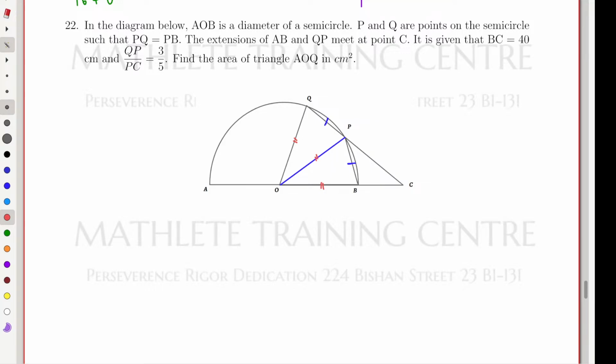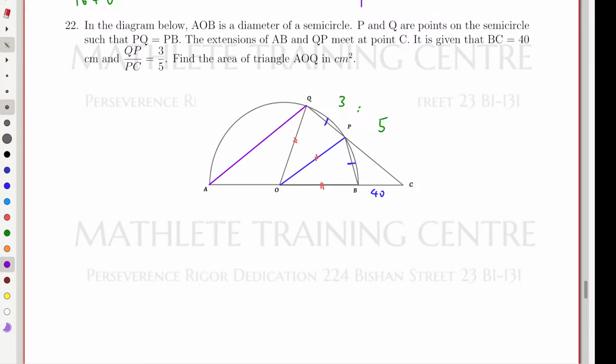The extensions of AB and QP meet at point C. BC equals 40, and then this ratio will be equal to 3 to 5. Find the area of triangle AOQ. Well, AOQ suggests for us to draw AQ, and at this point I noticed something that comes out from the fact that I noticed the two congruent triangles previously. I noticed that we actually have a pair of parallel lines.